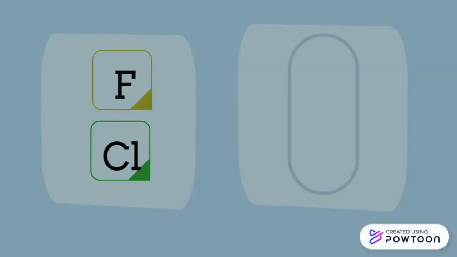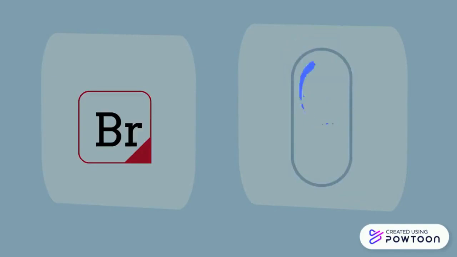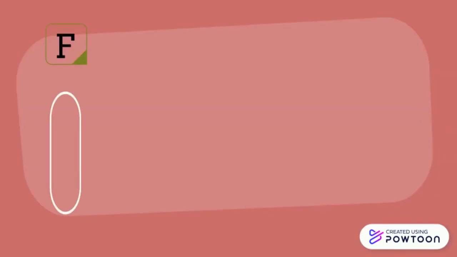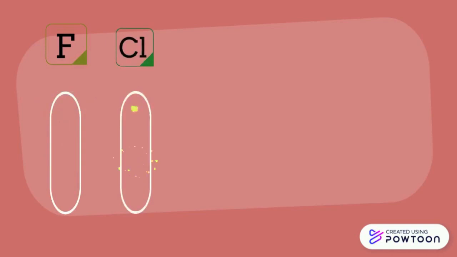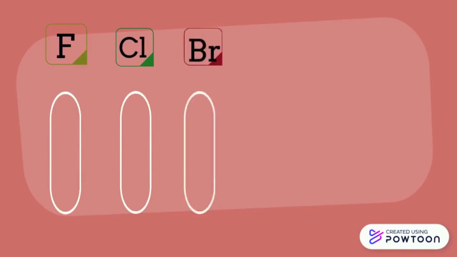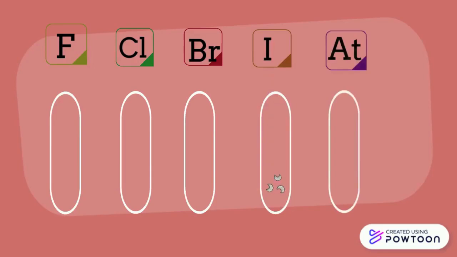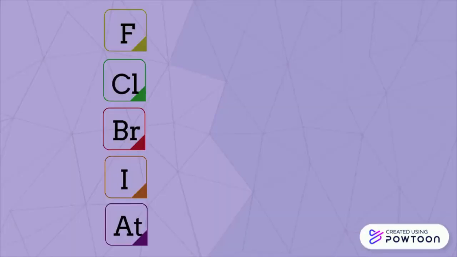To illustrate this, fluorine and chlorine are gases, bromine is a liquid, and iodine and astatine are solids. Fluorine is a very pale green gas. Chlorine is a greenish-yellow gas. Bromine is a reddish-brown liquid. Iodine is a gray solid that sublimes to a purple vapor. Astatine is a black solid and radioactive.